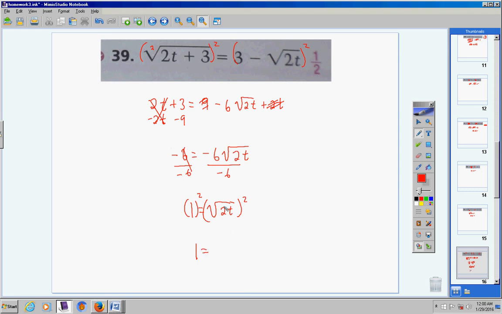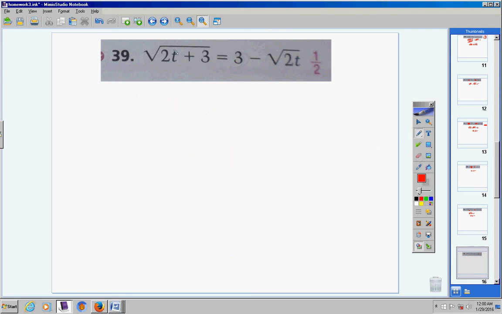And when you square a square root, you get what's on the inside, the radicand. Now divide both sides by 2. And 1/2 equals t. Wow, that was a lot of work. But we got it right at least. Okay, now let's check our answer.